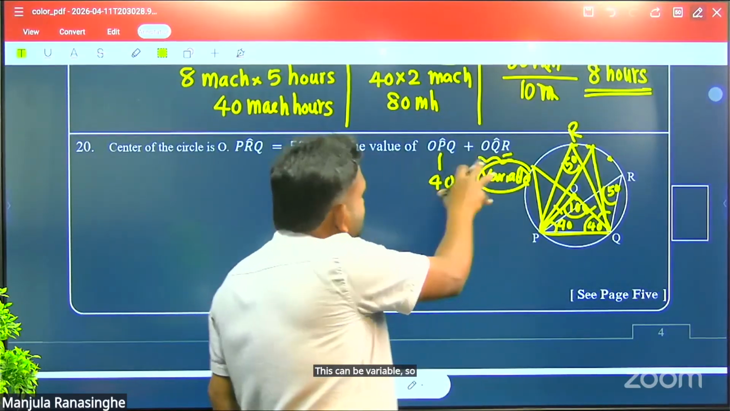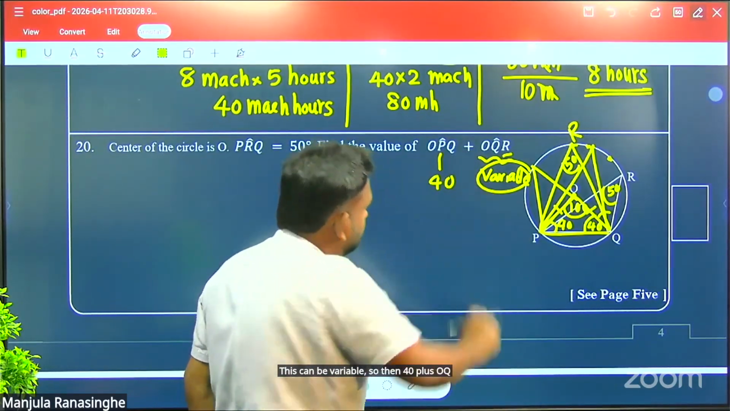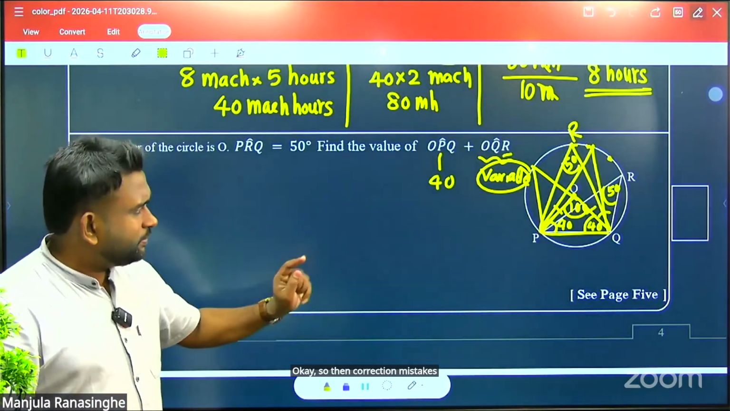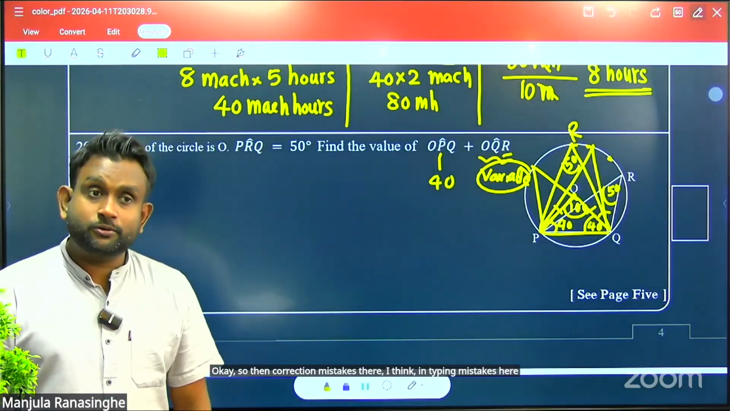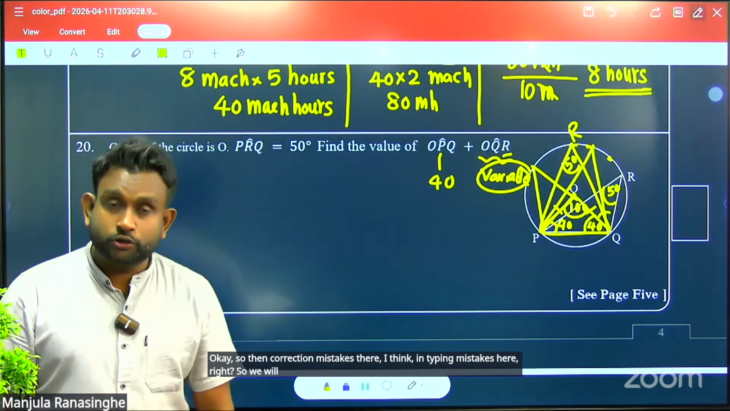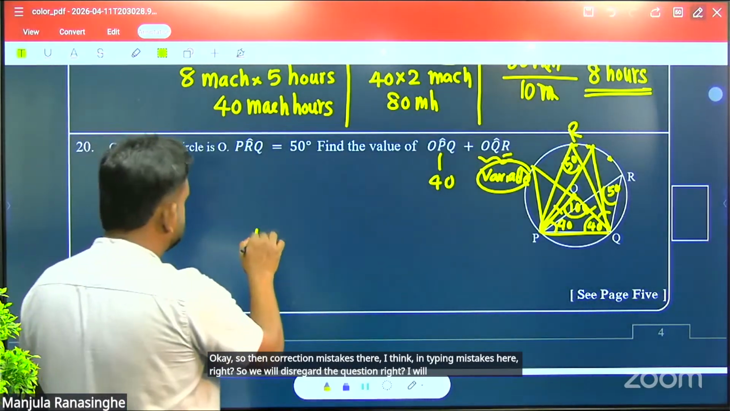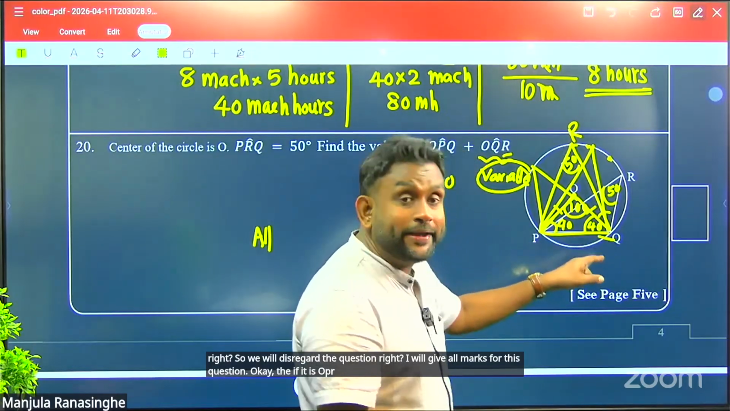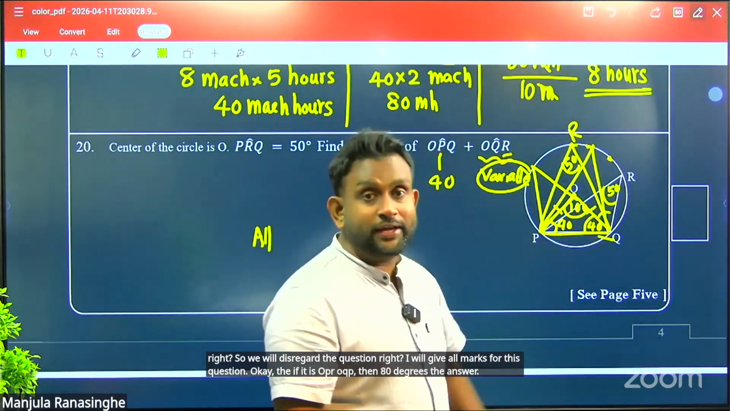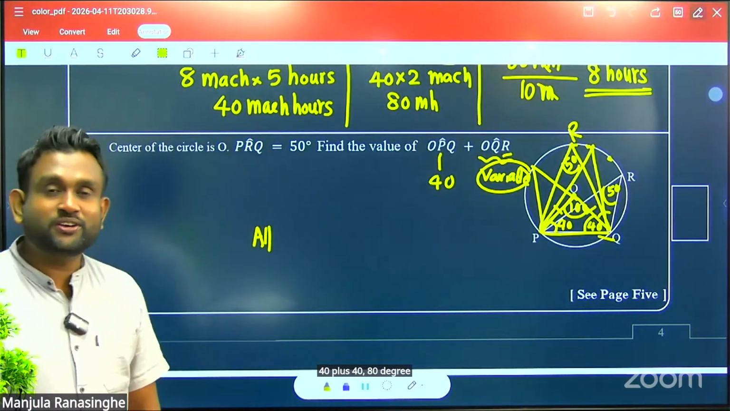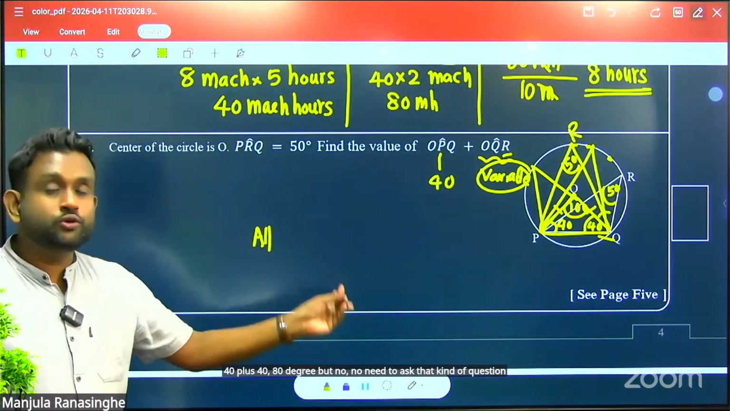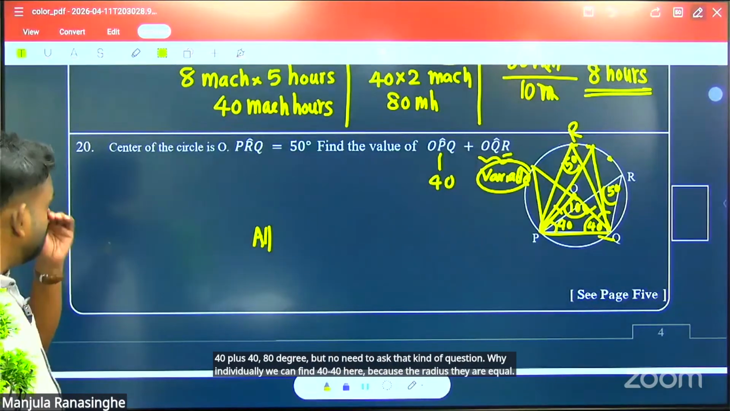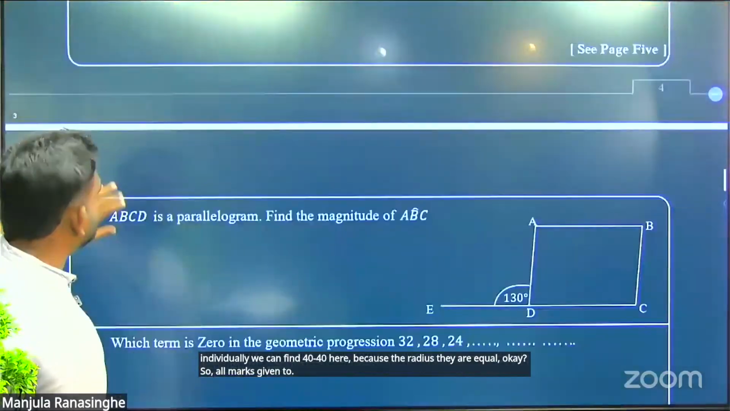So then 40 plus OQR, we cannot take as a fixed value. So I think there is a typing mistake in the question, right? We will disregard the question. I will give all marks for this question. If it is OQP, then 80 degrees is the answer, 40 plus 40, 80 degrees, but no need to ask that kind of question. Why can we individually find 40, 40 here? Because the radii are equal. So all marks given, two marks for all.